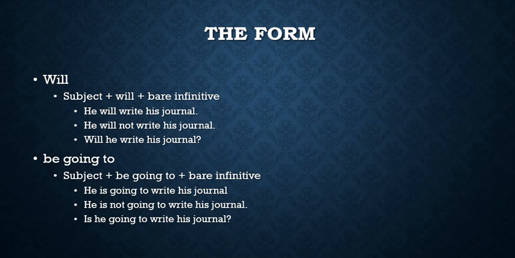For example, he is going to write his journal for the positive sentence, and then for the negative sentence, sorry, he is not going to write his journal. And then for the interrogative, is he going to write his journal? So you put the be in front of the sentence, right? Those are the forms of will and be going to. Now let's move to other things.